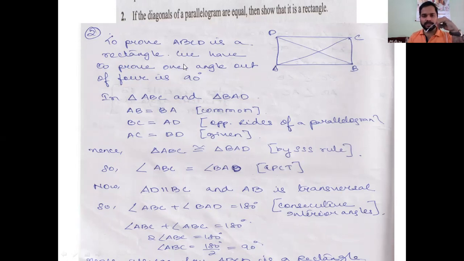As I told you in the beginning, we have to prove that one angle out of 4 is 90 degrees. So one angle is already proved, that is ABC. This angle is 90. If this is 90, then obviously this will be 90, consecutive. If this is 90, then this will also be 90, consecutive. So only one angle we have to prove, and that will be sufficient. So this was the procedure.